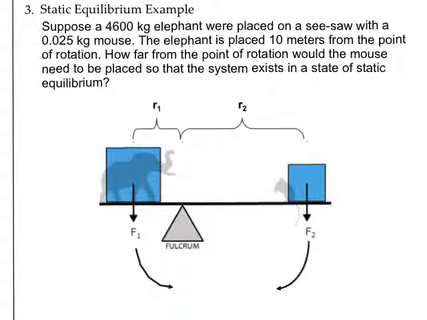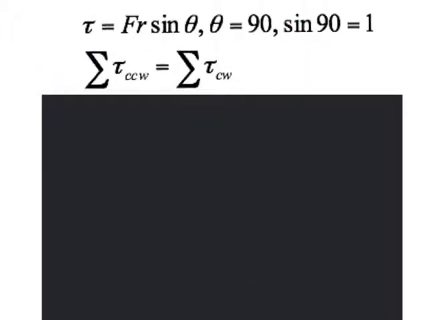Remember, for our torque, we're going to multiply the force times the lever arm, and then we're going to do that on both sides to show how the torques will equal out, and we can find that lever arm for the mouse. So again, torque is force times lever arm. We have a 90-degree angle from our picture, so we don't have to worry about the sine of 90 because that's just equal to 1. So we are going to say the sum of our counterclockwise torques will be equal to the sum of our clockwise torques. Well, we only have one on each side, so that's going to simplify things a bit.